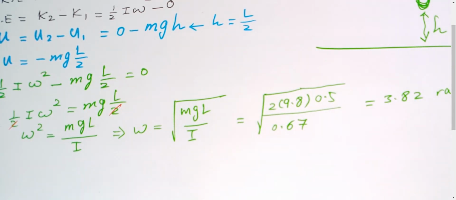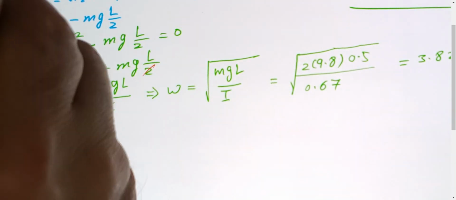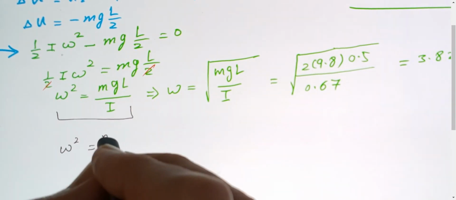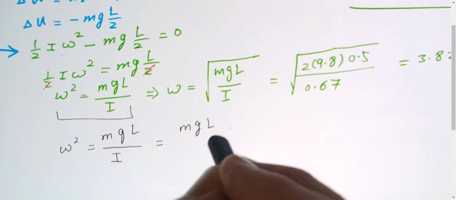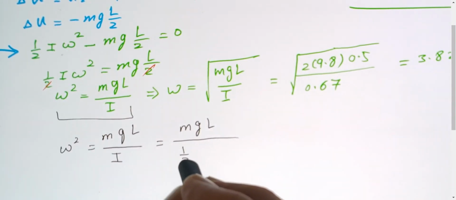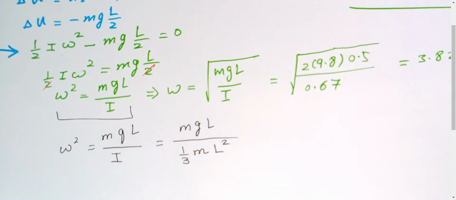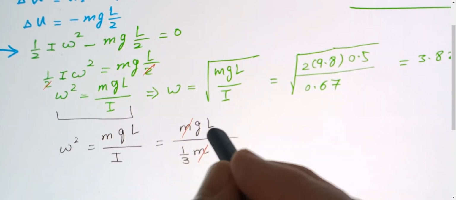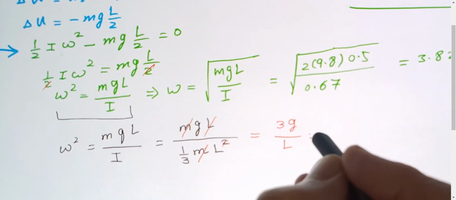Now notice there is one good thing the book did in the derivation. Notice this problem, pay attention to it. We arrived here: omega squared is equal to mgL over I. Okay, what is I? Let's write I in terms of its components. It's 1 over 3 m L squared. Look what happened. It's here: 3g over L. That is omega squared.